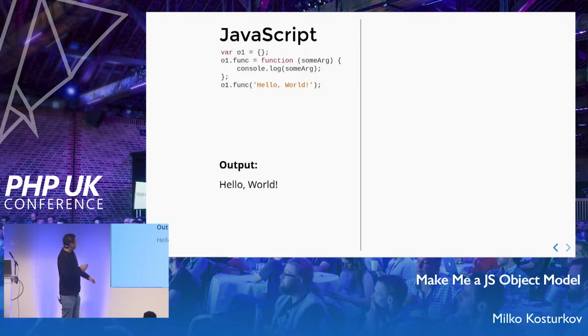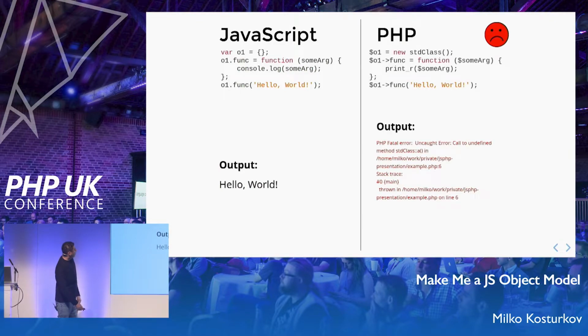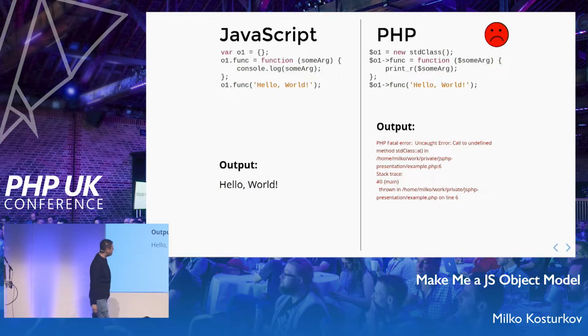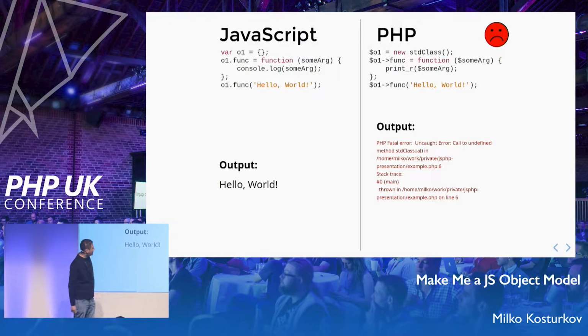So we can declare a function in JavaScript. In JavaScript, functions are first-class citizens. And we can assign the function to a property of an object. Mind you, this is not a method. There are no methods in JavaScript. This is a function which is assigned to a property of an object. And we can do this as well in PHP, but when we call the function, fatal error. We cannot call the function.